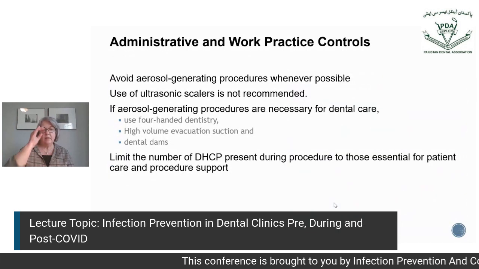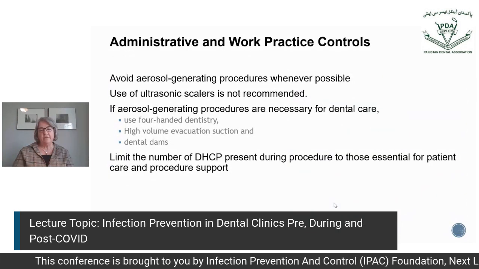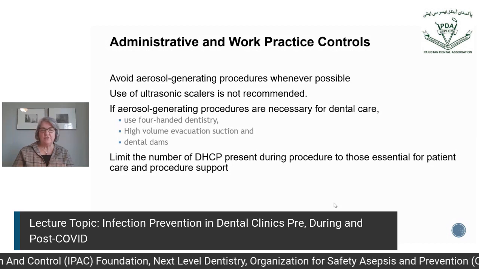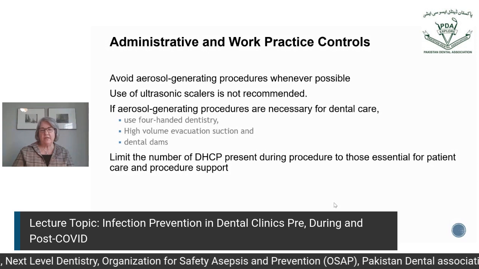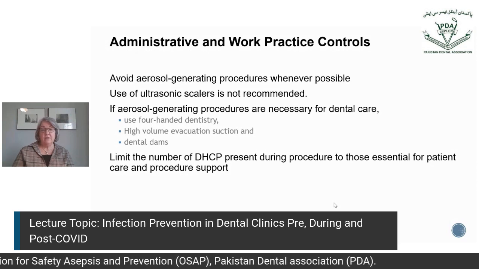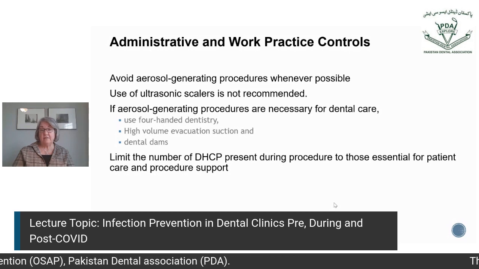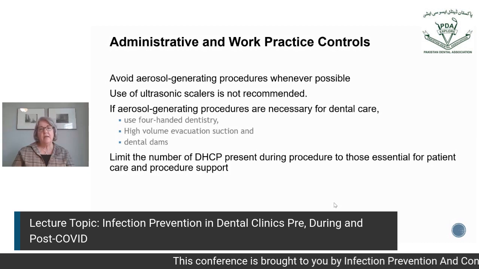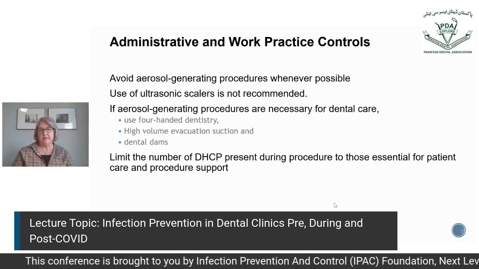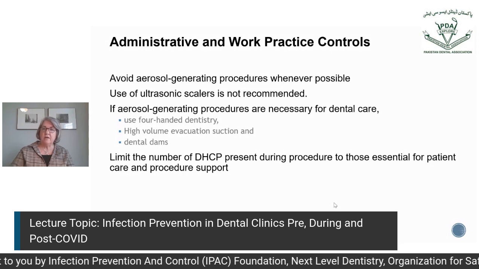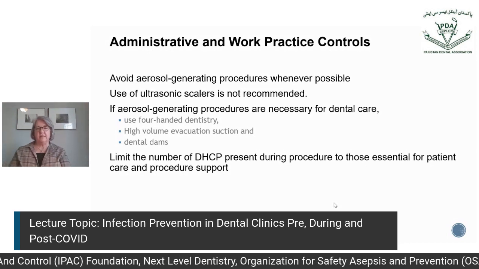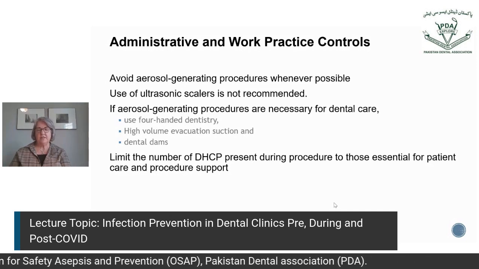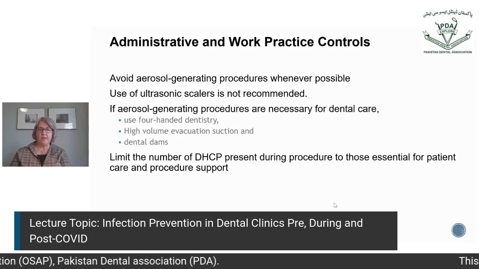So we talked before about the hierarchy of controls, right? That we can't do elimination or substitution, but we can do some administrative controls, such as avoiding aerosol generating procedures when possible. Right now, the use of ultrasonic scalers for hygiene is not recommended, simply because it does produce an aerosol, and you can still do hand scaling and root planing with hand instrumentation rather than using the ultrasonic scaler. So it doesn't eliminate the ability to provide preventive services to patients. The suggestion is that we alter it for right now.